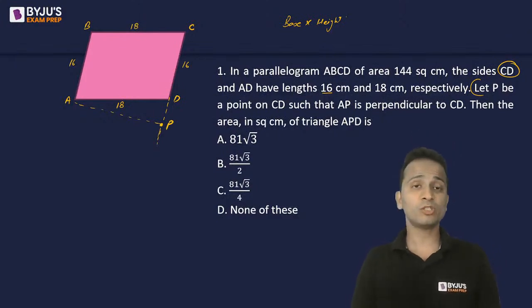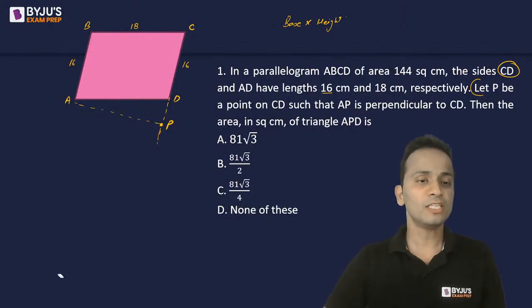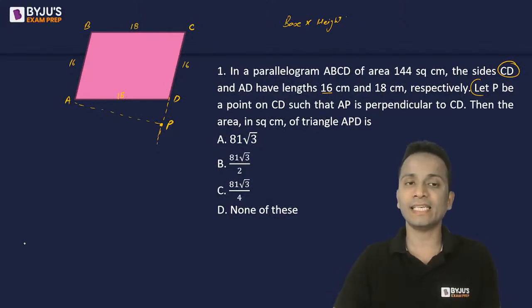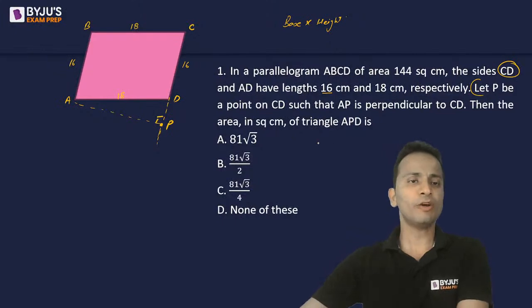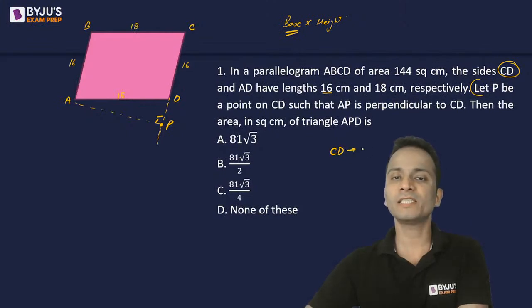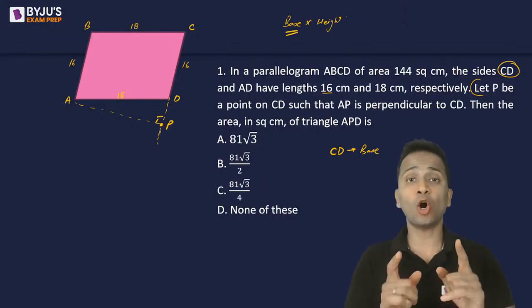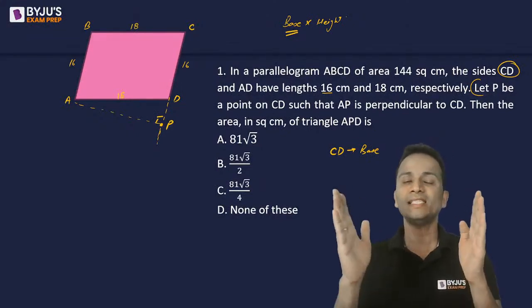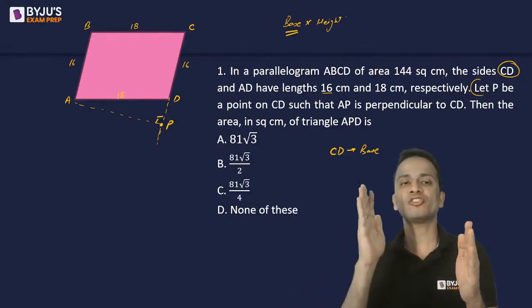This is why I was telling you to draw the diagram of this question very carefully. So basically point P will be selected on CD when CD is extended, and this angle will be 90 degrees. Now, talking about the length of AP. If I consider the base of this parallelogram as CD, then the height will be the perpendicular distance between AB and CD. So I'm considering CD as the base. I'm not taking AD as the base.